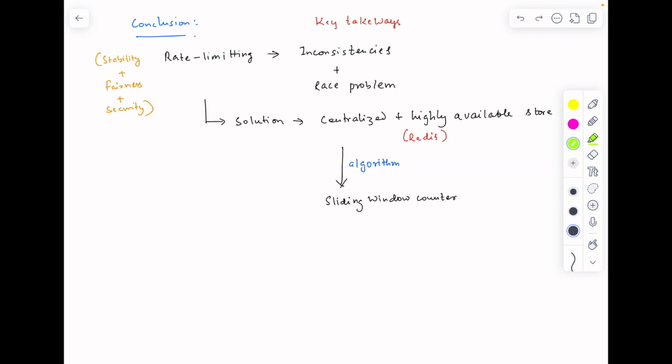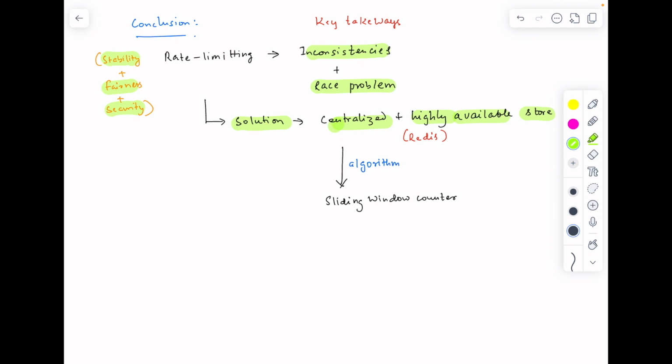So let us conclude this video and take a look at the key takeaways here. To wrap up, implementing rate limiting in a modern distributed system is about promoting stability, fairness, and security in your system. It mainly involves solving two challenges, that is inconsistency and the race problem. The solution to this problem is implementing a centralized and highly available key value store like Redis, which can be used to maintain global counts. We leverage the atomic operations of Redis to maintain a single consistent global count.